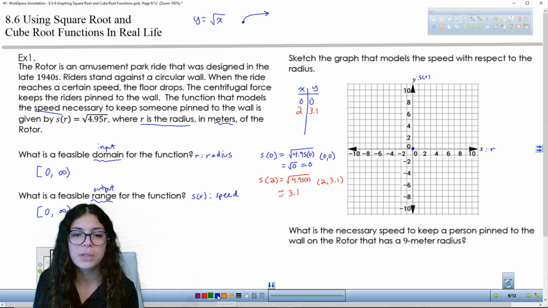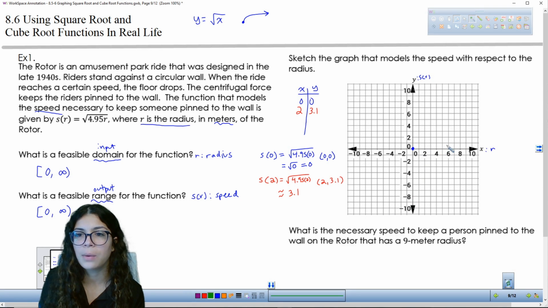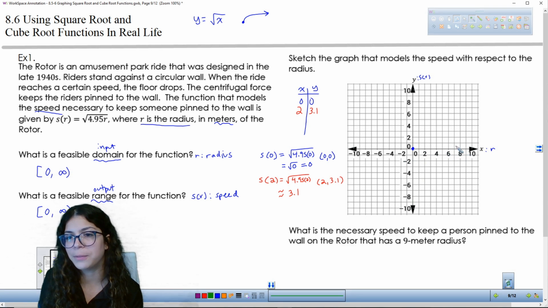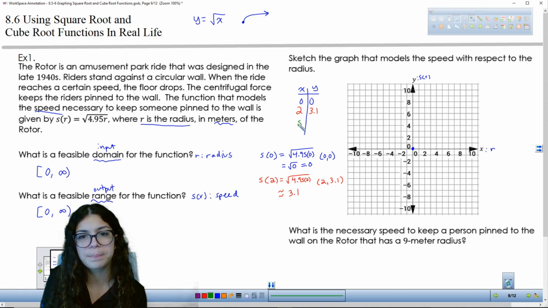I think 3 points will be good enough for a sketch, so I'm going to go ahead and plug in one more point. I'm going to pick one a little bit further away. We can go with 6 or 8. I'm going to go with 8, actually. So let's find S of 8, which would be found by doing square root of 4.95 times 8.